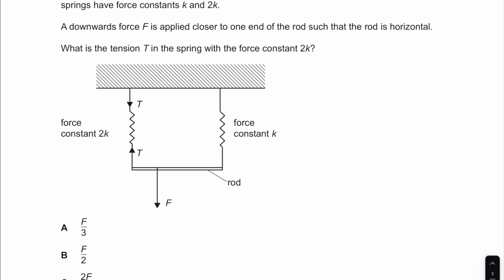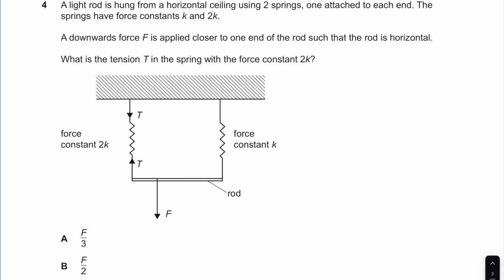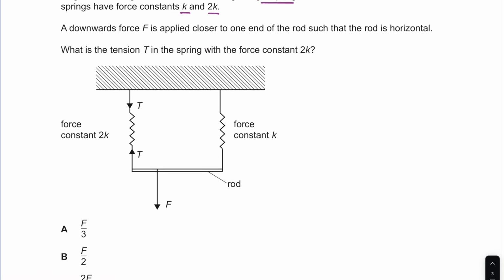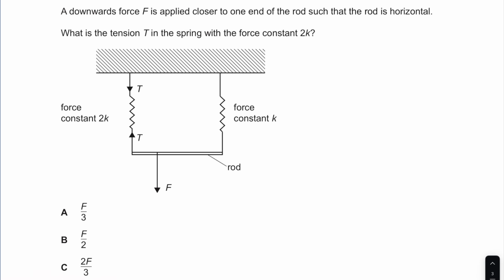Then question number 4. A light rod is hung from a horizontal ceiling using 2 springs, one attached to each end, and the springs have force constants K and 2K. A downward force F is applied closer to one end of the rod such that the rod is horizontal. They're asking us the tension in the spring with force constant 2K.